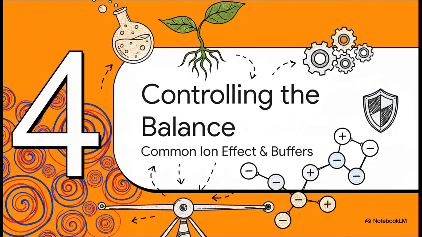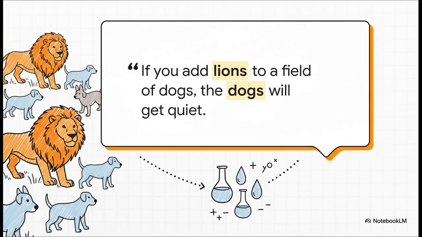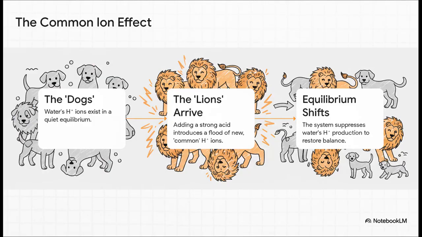But what if we want to take control? What if we want to manipulate that balance? Well, as it turns out, both nature and science have some incredibly clever tricks up their sleeves. And to understand the first trick, I want you to think about this analogy. It sounds a little strange, I know, but just stick with me here, because it sets up a really powerful chemical idea. This is what we call the common ion effect.